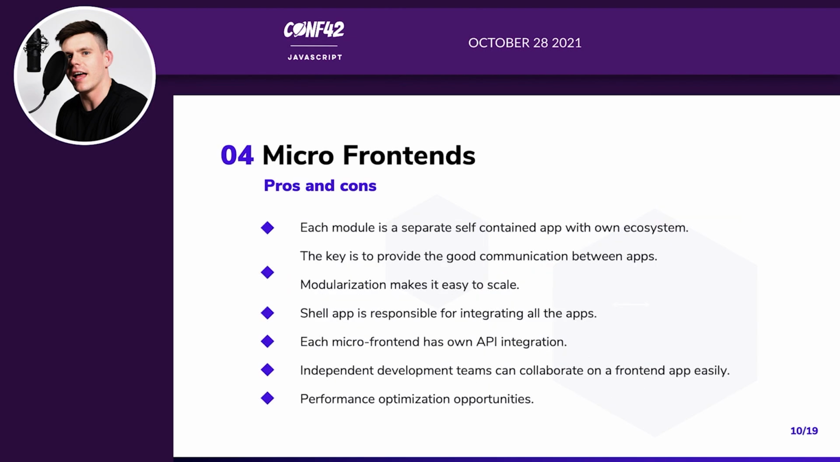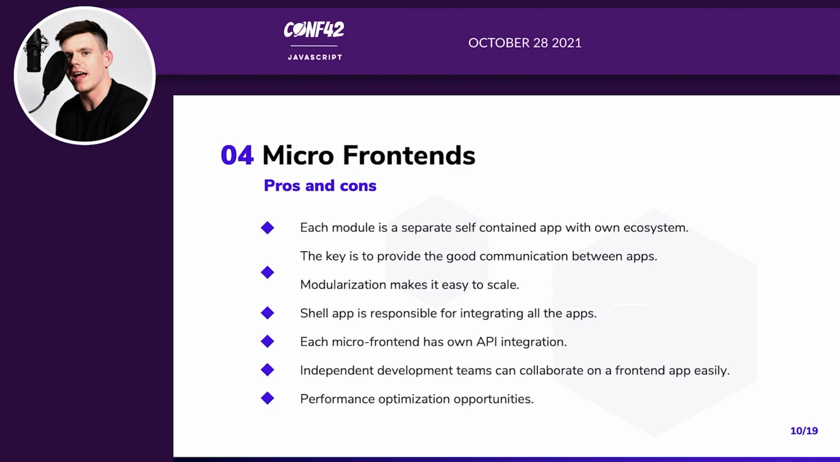What are the pros and cons for the micro frontend architecture? Each module is a separate self-contained app with its own ecosystem. The key is to provide good communication between apps. Modularisation makes it easy to scale. The shell app is responsible for integrating all the apps. Each micro frontend has its own API integration. Independent development teams can collaborate on a frontend app easily.